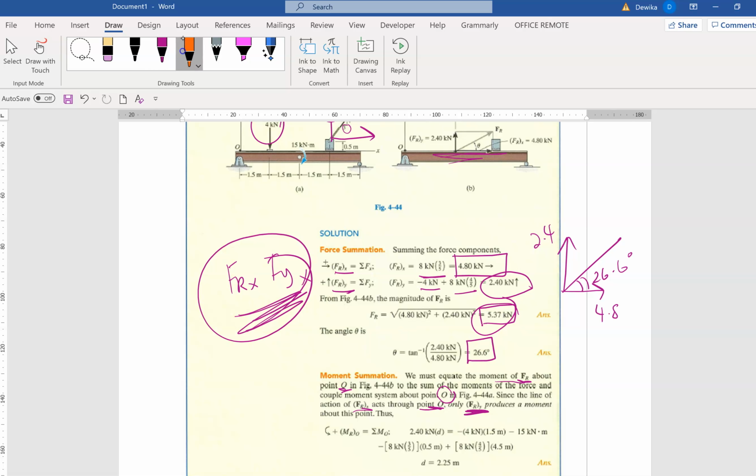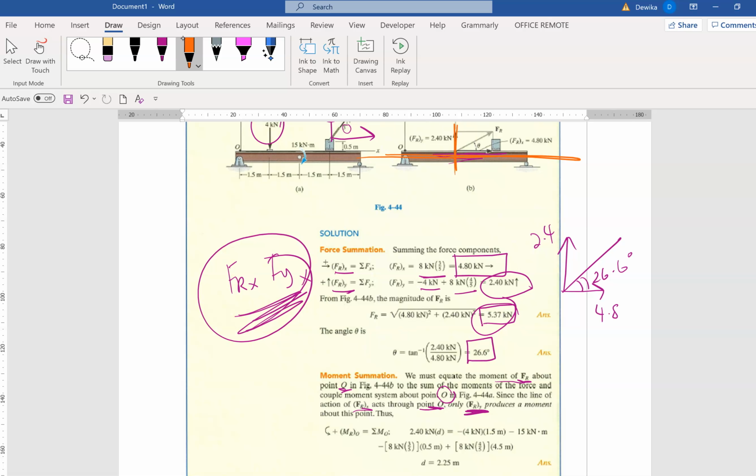You remember what I told you? Because FRx is a parallel force, FRx is not going to cause any distances or any moment. It's only the perpendicular ones that are going to cause the moment. Do you understand or not? So that's the reason why they only look at the perpendicular forces.